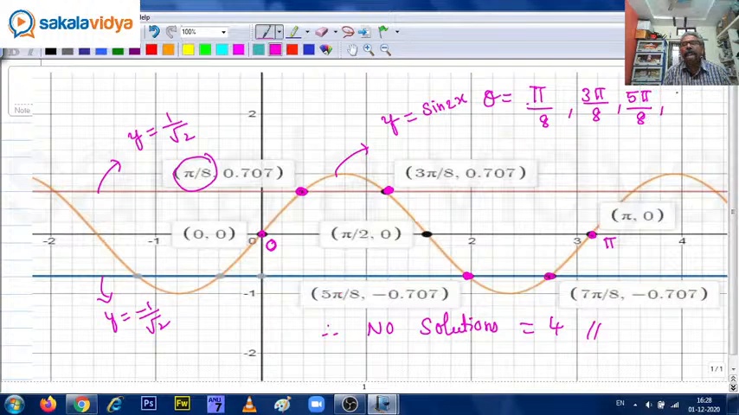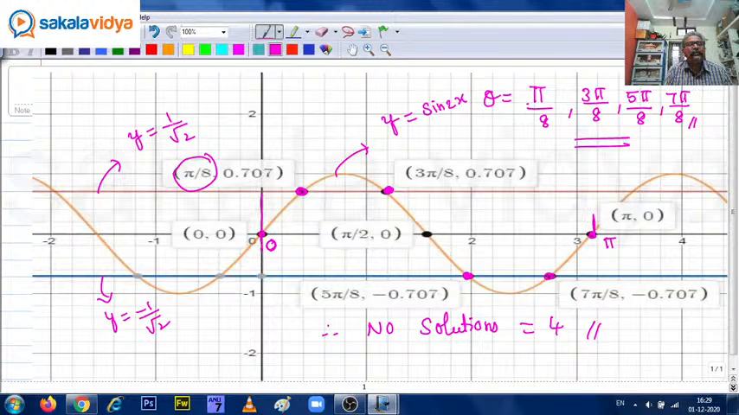And next 7 pi by 8. So these are the required solutions. So thus we can find out. Okay, that means first this is the graph of y is equal to sin 2x. We need to draw in between 0 to pi. 0 to pi means here to here only.